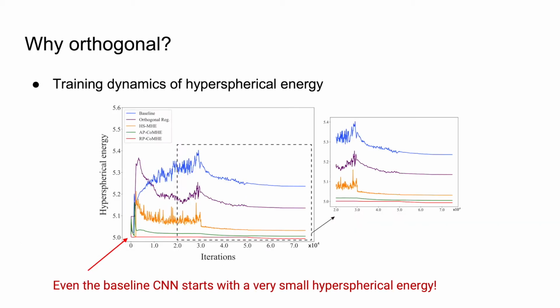The reason that we want to constrain the transformation matrix to be orthogonal comes from the empirical training dynamics of hyperspherical energy. We observe that even the baseline CNN starts with a very small hyperspherical energy. Inspired by this, we further prove that once we initialize the neurons with a zero-mean Gaussian distribution, the hyperspherical energy will be perfectly minimized. Therefore, we only need to learn orthogonal matrices that do not change the hyperspherical energy.